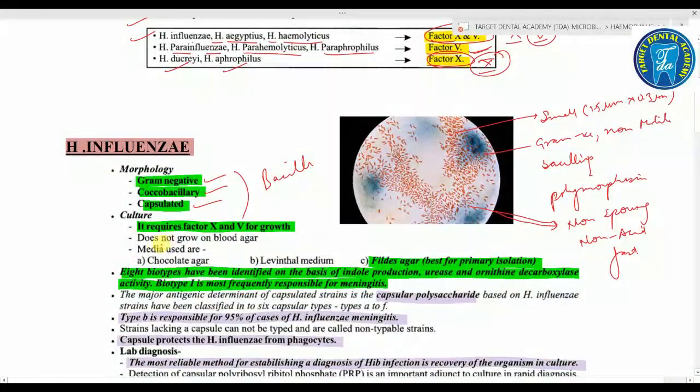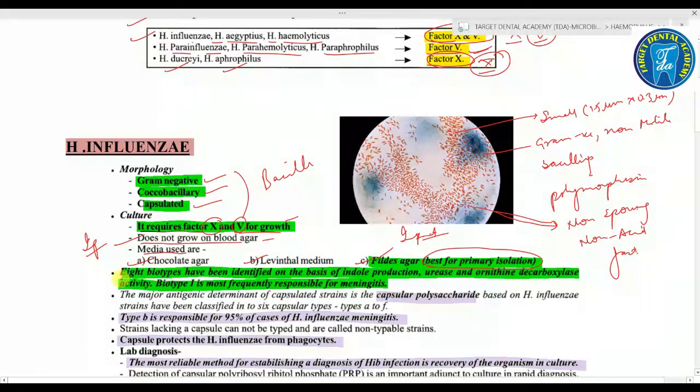Right? So the culture requires factor number 10 and factor number 5 for their growth. They do not grow on blood agar. Very important: influenzae does not grow on blood agar. The media used are chocolate agar, Leventhal medium and Fildes agar, which is best for primary isolation. Important.